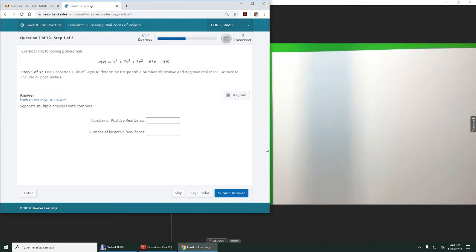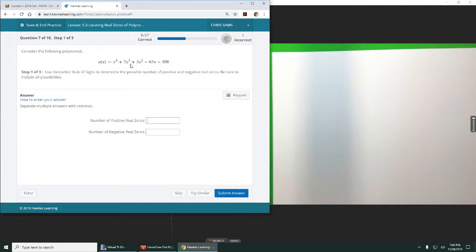All right, number 7, similar to number 6, we're going to do 3 parts. We're going to use the Cartesian rules to determine the number of possible positive and negative real zeros, and then we'll find upper and lower bound, and then we'll actually find the zeros.